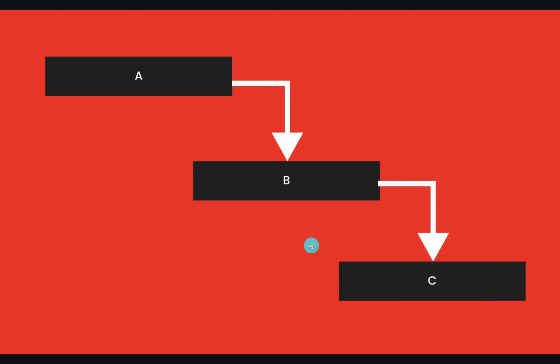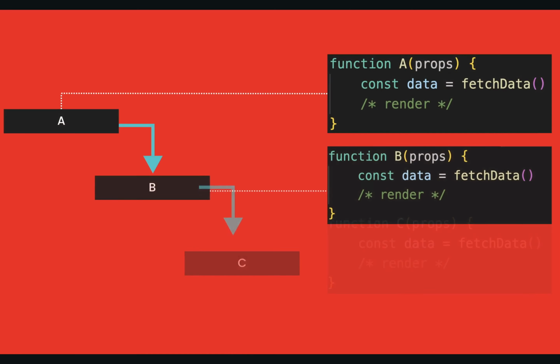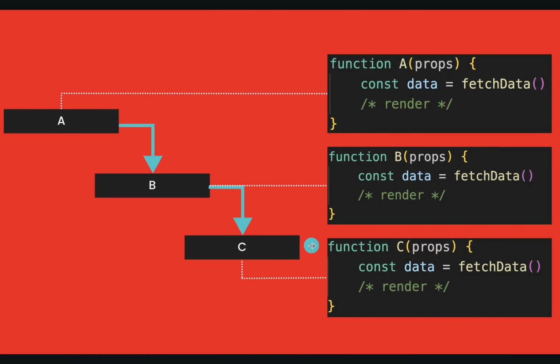Client-server waterfalls. Suppose you have an application like this, where component A houses component B and component B houses component C. Each one of these have their own data fetching logic. So in this arrangement, component C won't begin loading until component B finishes, and component B won't begin loading until component A finishes, hence creating a waterfall-like setup.